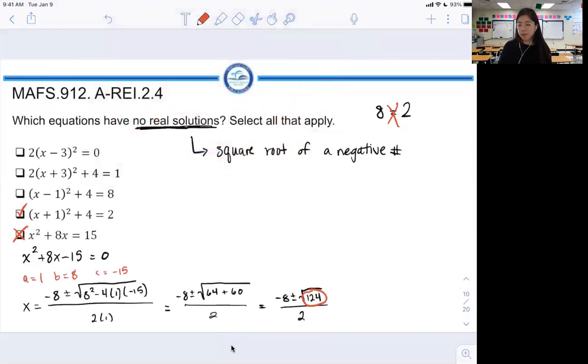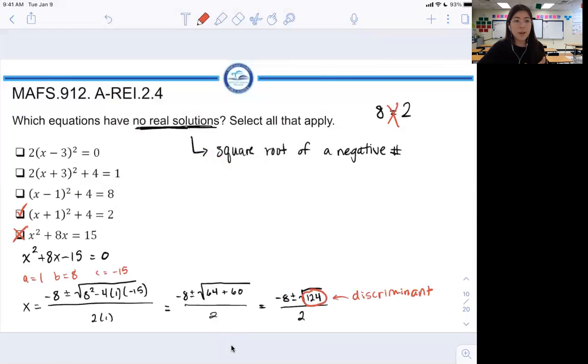By the way, does anybody know what that number is called? The number underneath the radical? Starts with a D. Discriminant. The discriminant tells you how many solutions there are.